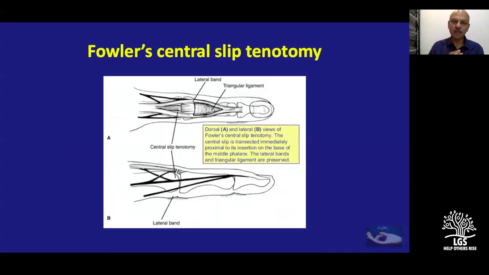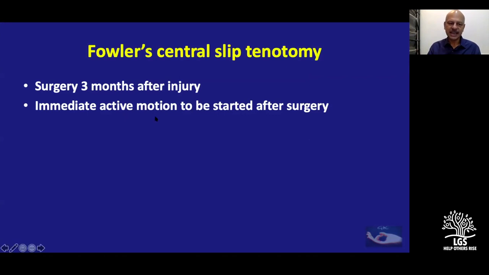Now we'll come to the correction of more than 30 degrees, the Fowler's central slip tenotomy. This Fowler's central slip tenotomy is based on the fact that when the mallet deformity is allowed to become chronic, there are other changes which lead to something like the swan neck deformity. We'll see that also. So in the Fowler central slip tenotomy, you cut only the central slip, not the lateral slips. We know that the extensor tendon breaks into three. The central slip is attached to the base of the middle phalanx and the two lateral slips go on either side. You cut only the central slip, so you cause some weakening of the extension at the PIP joint and allow the forces to realign. Again, surgery can be done 3 months after injury when the extensor lag is more, and immediate active motion should be started after the surgery.